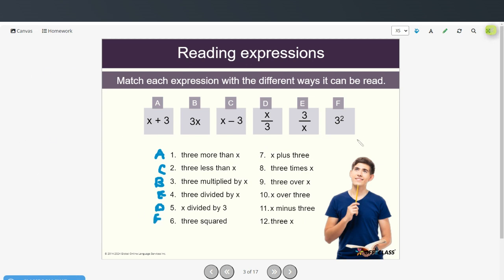X plus 3 is letter A. 3 times x is letter B. 3 over x is letter E. X over 3 is letter D. X minus 3 is letter C. And 3x is letter B.